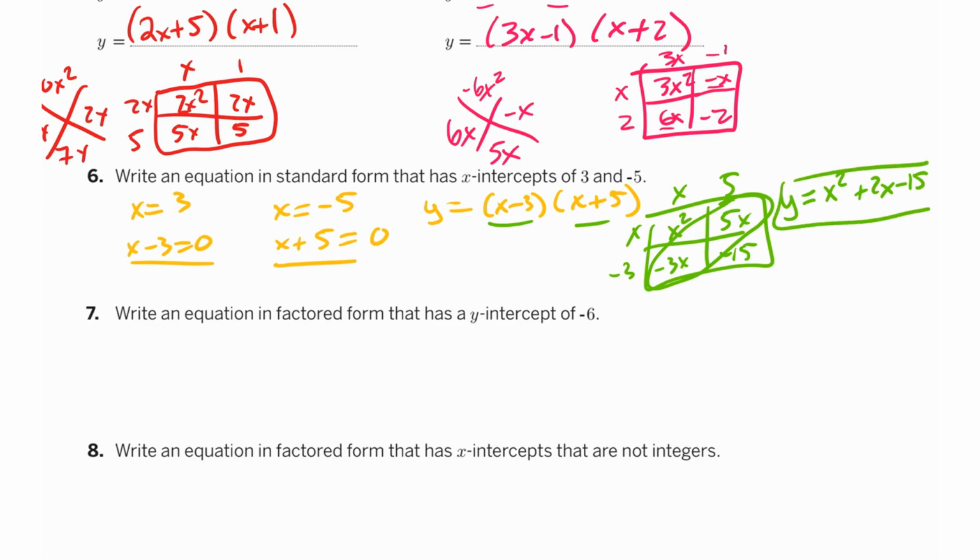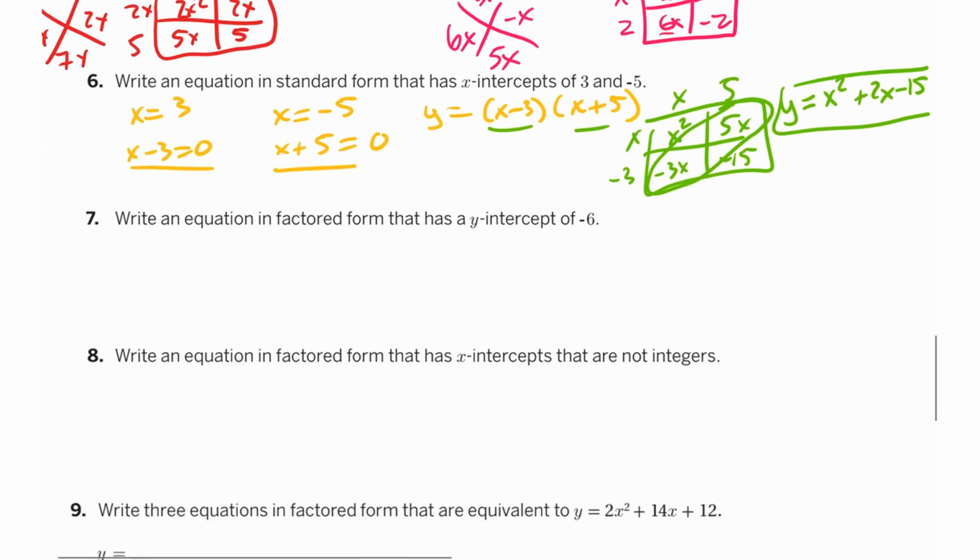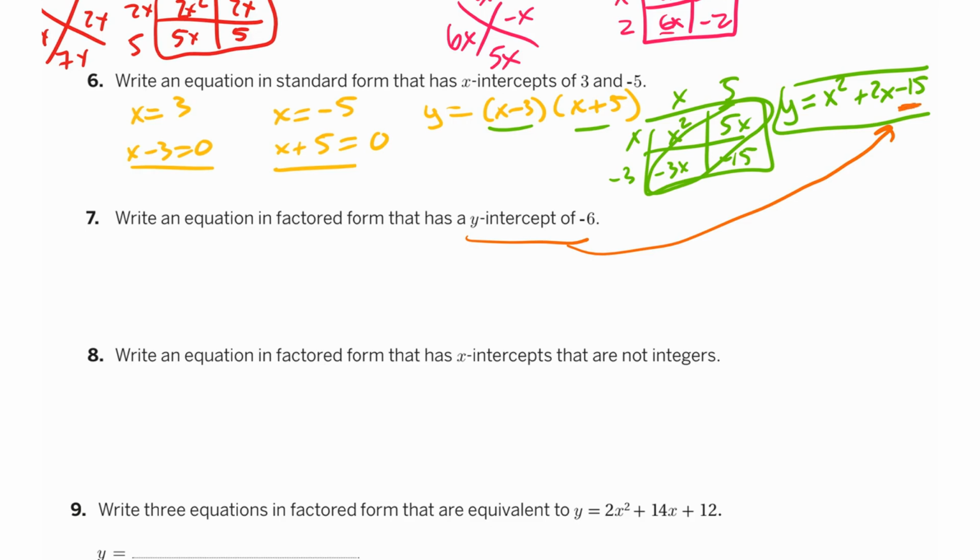Number 7, write an equation in factored form that has a y-intercept of -6. To do this, I need to know a couple of things about our quadratics. If I have a y-intercept of -6, if we look back at the last one, the y-intercept is always told to us by this last term. In factored form, I'm looking for what these two numbers on the end multiply to. That gives us our y-intercept. So if our y-intercept is -6, I'm looking for two things that multiply to -6.